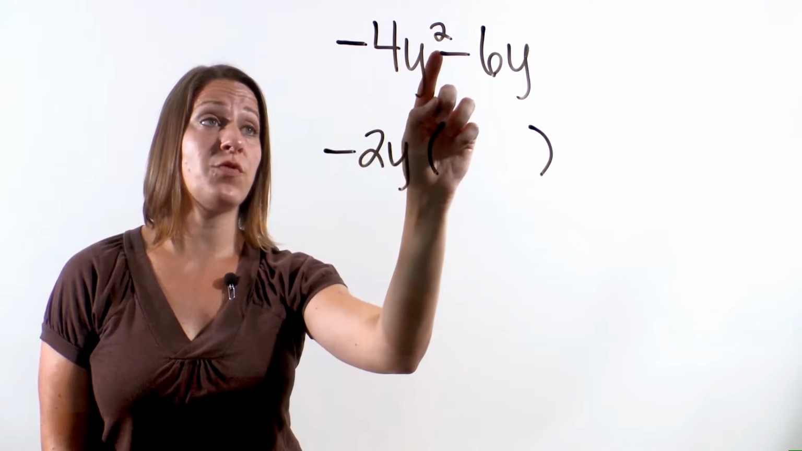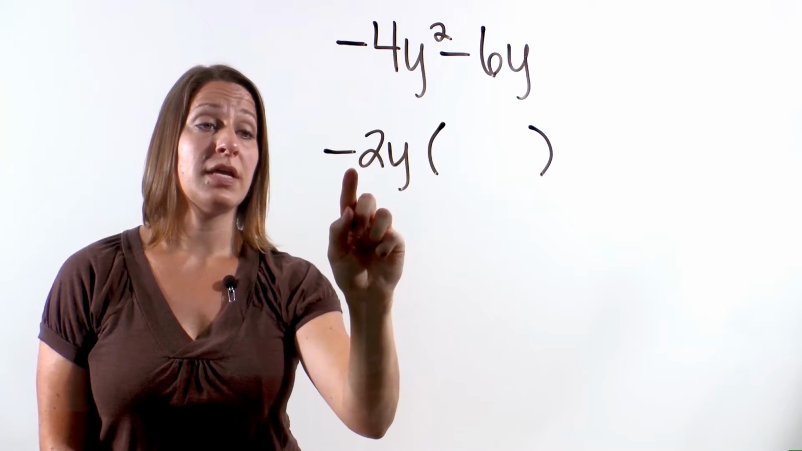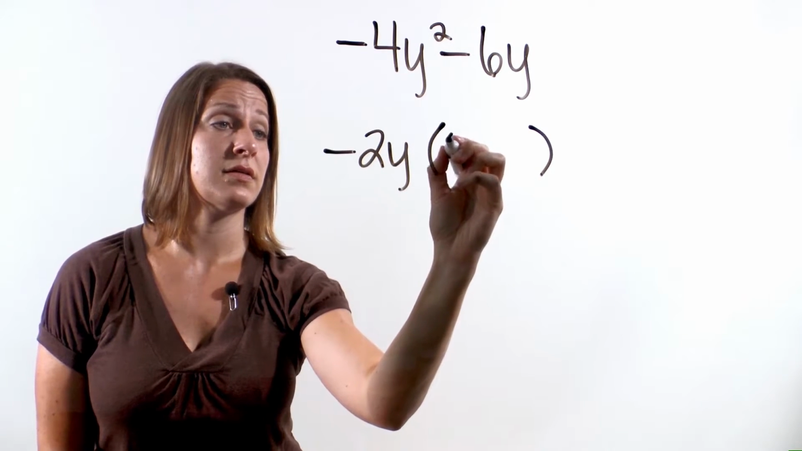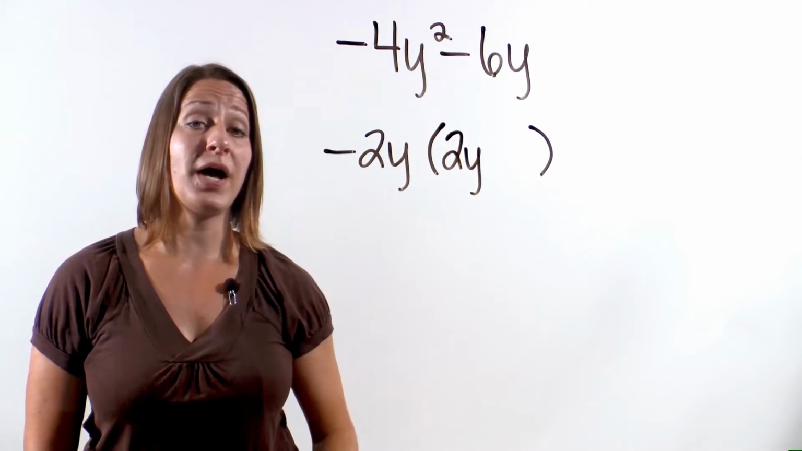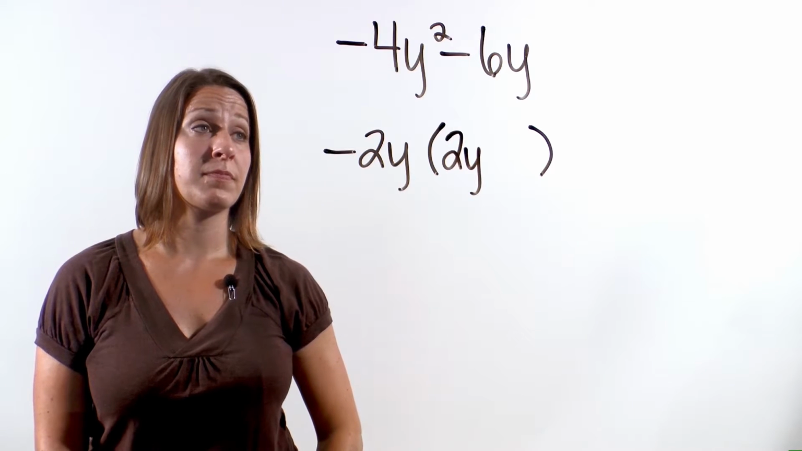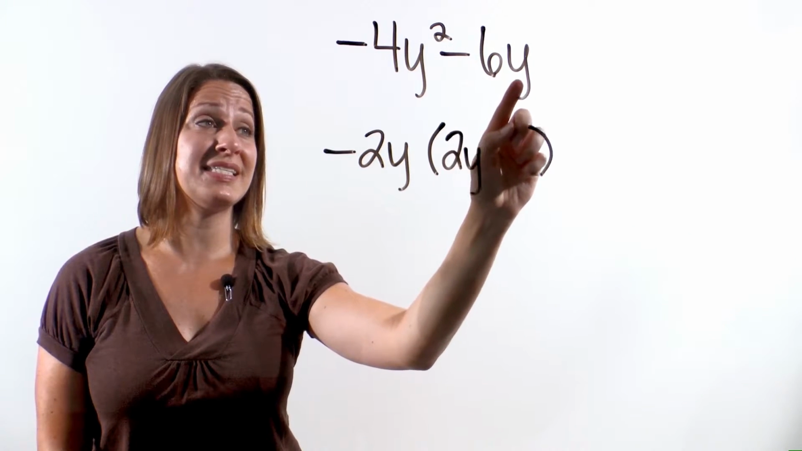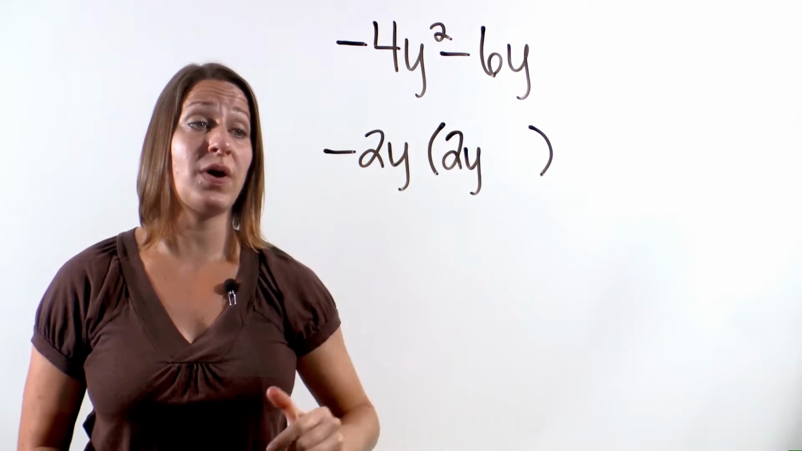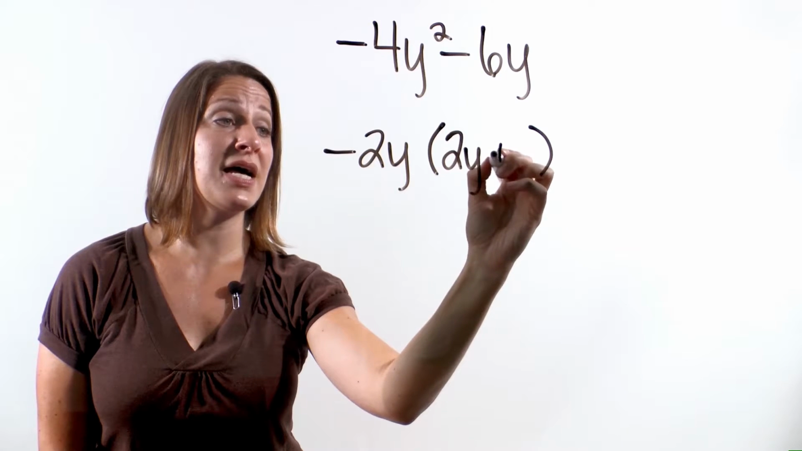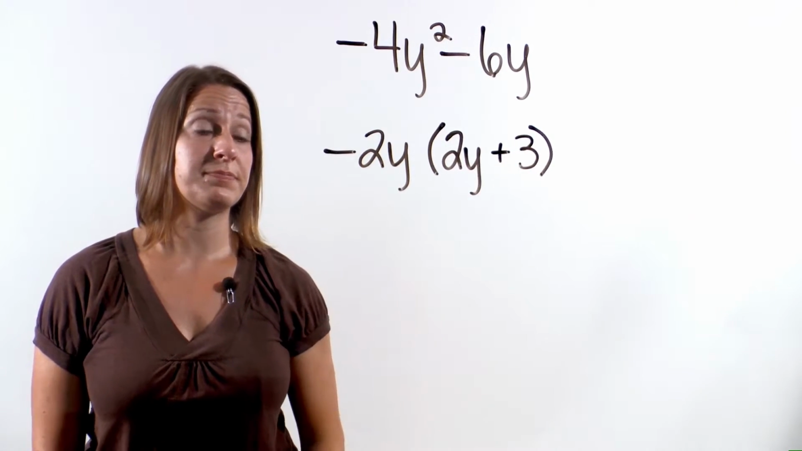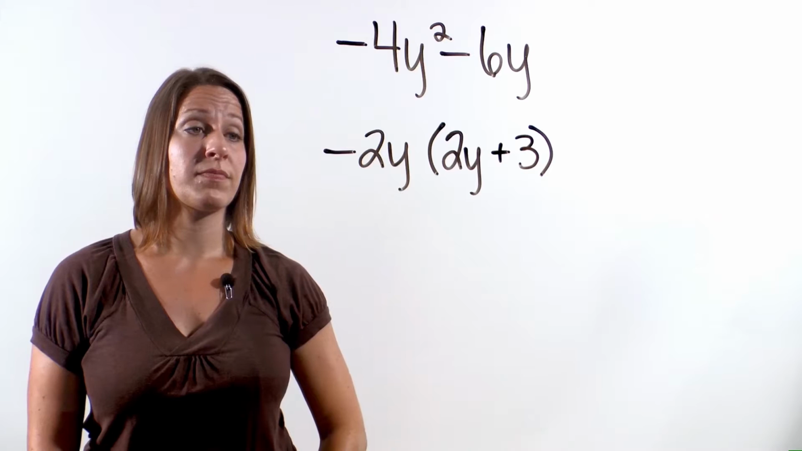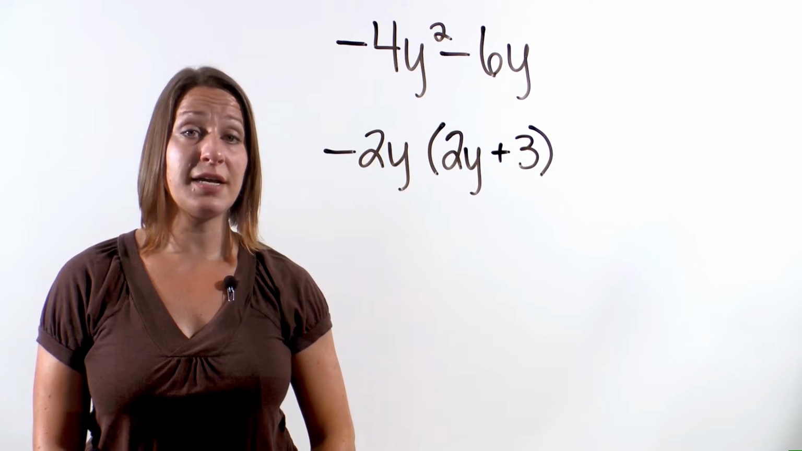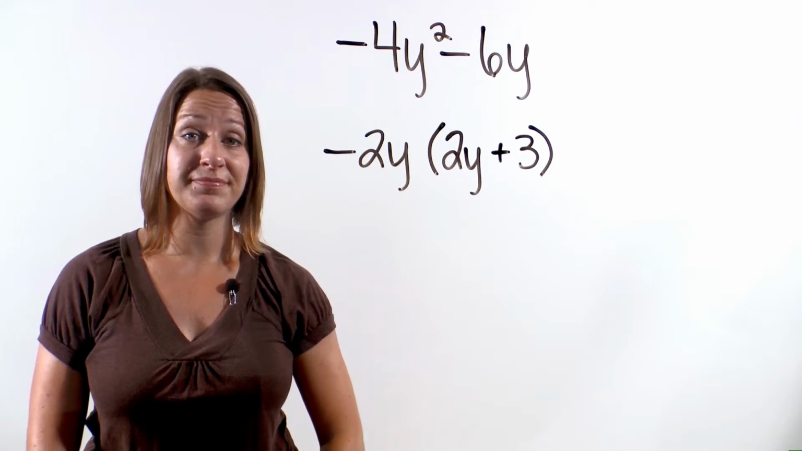When you have negative 4y squared, and you divide out or factor out a negative 2y, you're left with a positive 2y. Next, over here we have a minus 6y. When you factor out a negative 2y, you're left with a positive 3. So the final answer to this problem is negative 2y times 2y plus 3.